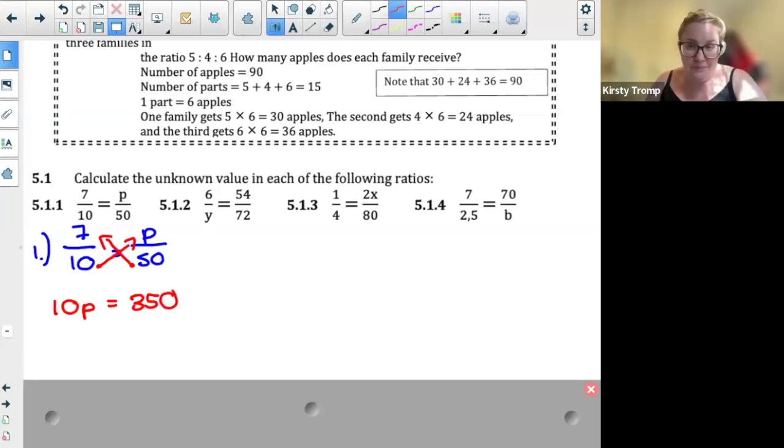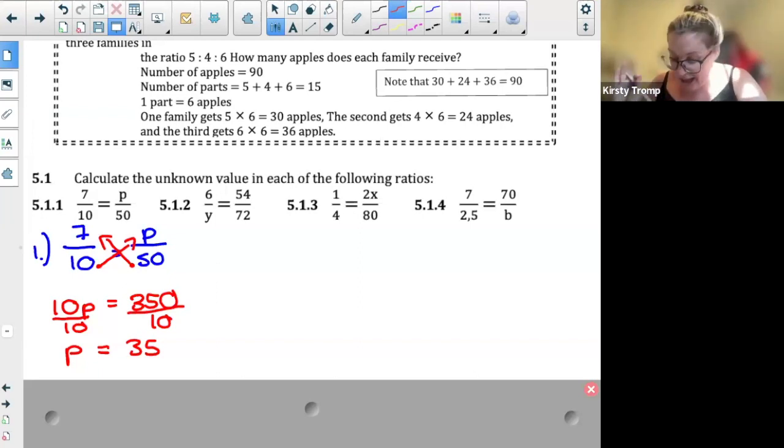Okay? Then I can say to myself, well, how am I going to get P all by himself? I'm going to divide this side by 10. Whatever I do to that side, I'm going to do to this side. And P is going to give me 35. So that's another way to do it that Itandile was working. Okay, so cross multiplication, just like Larona's saying, perfect. So you can do cross multiplication as well. Absolutely perfect. Nothing wrong with doing it that way as well. All right.